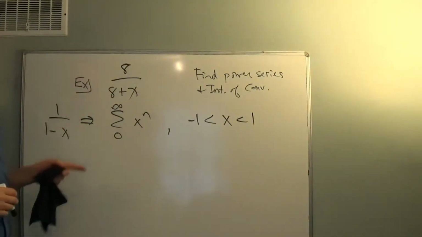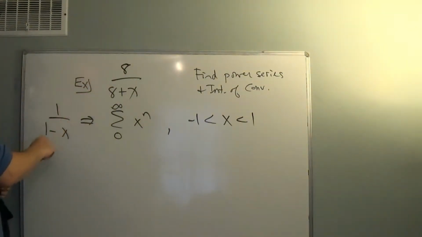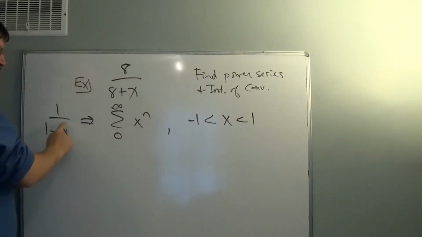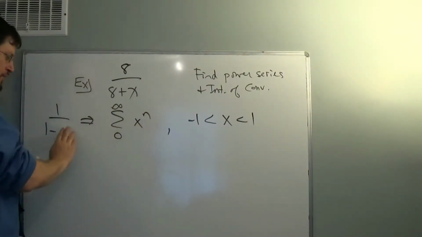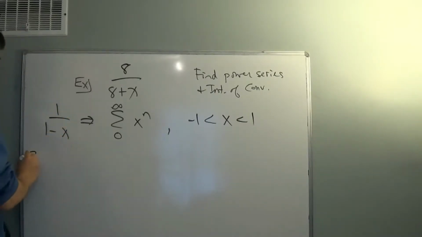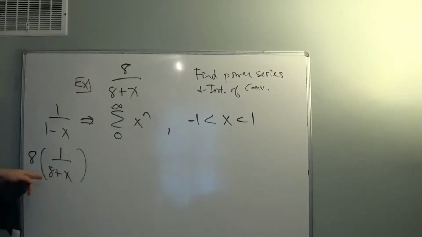At this point, we need to convert the function that we're given and make it match this 1 over 1 minus something. Remember that x doesn't need to be an x, because whatever we have here, we can just turn this x into whatever is here. But we do need a 1. So what we're going to do is take this 8 and factor it all the way out front. But then I need to deal with this 8.